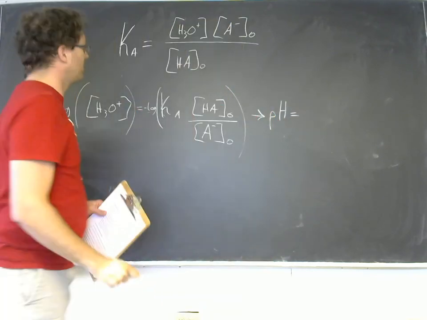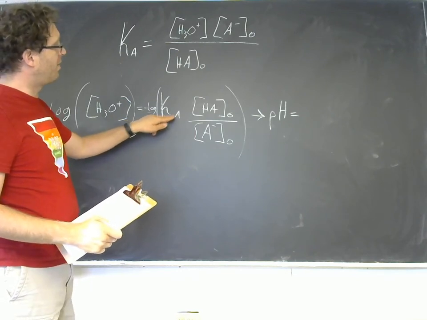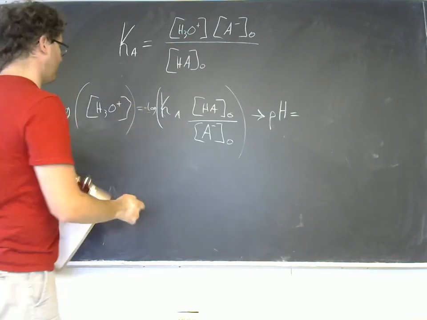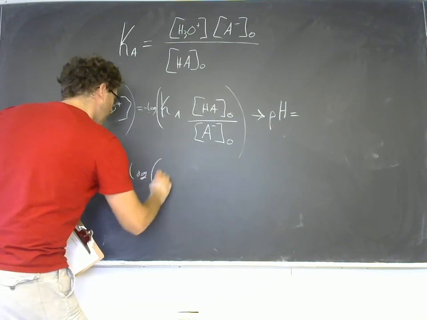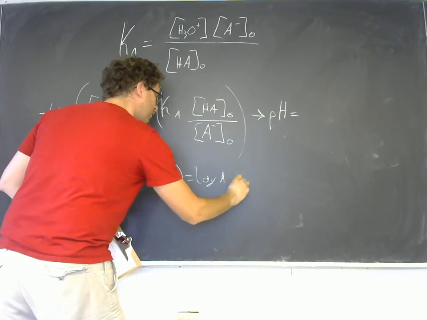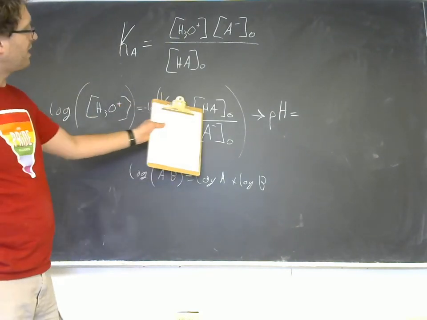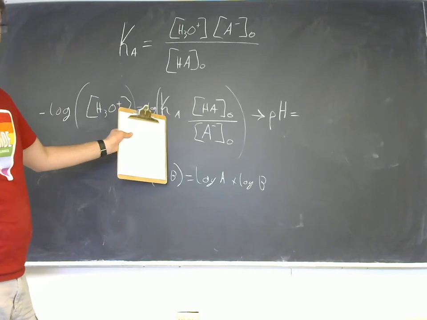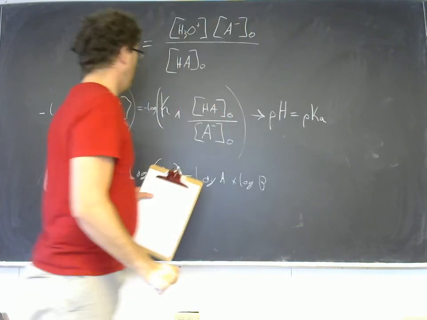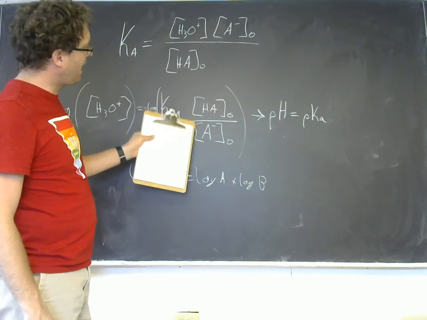And then let's recognize that if I have the log of the product of two different numbers, I can turn that into the sum of the logs of each of the numbers. In other words, the log of A times B is equal to the log of A plus the log of B. Does that make sense? And so we can split this up into the negative log of Ka. Guess what? That is the pKa plus the negative log of HA over A minus.